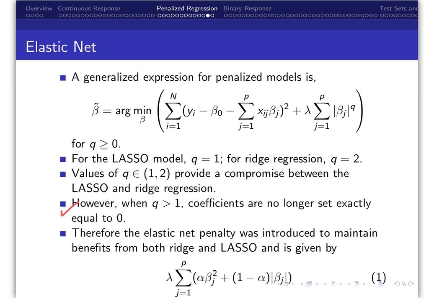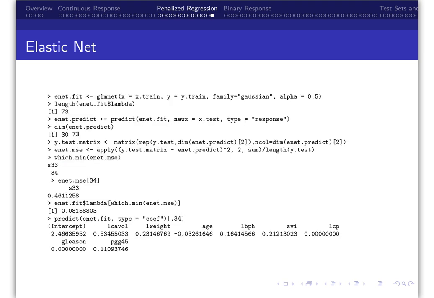Therefore, the elastic net penalty was introduced to maintain the benefits from both ridge and LASSO and is given by this equation, where alpha weights the amount of the penalty placed on the ridge and the LASSO components. Be sure not to confuse alpha here with the type 1 error level we used in hypothesis testing. The glmnet function includes alpha equal 1 as a default, so by default glmnet fits a LASSO model. We could change alpha equal to 0 to fit a ridge model. Let's now look at an elastic net model where alpha equals 0.5, which balances the LASSO and the ridge.